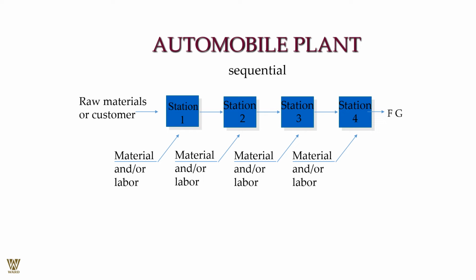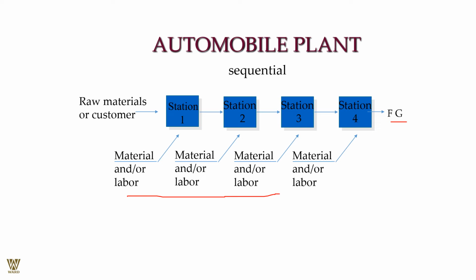Let me give you an example of an automobile plant per se. What happens around it, and how do we reflect it? Now, if you look at the raw materials from our customers, from the left side of the screen, it goes to station one. We are adding nothing but materials and labor for every station, which is sequential, and this represents finished goods, right?